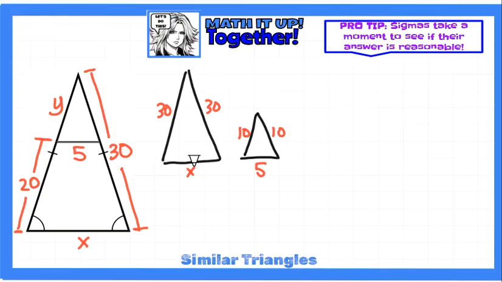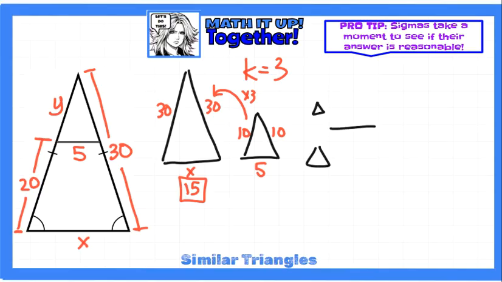So I think you can see very easily again, we have a scale factor that's easily recognizable. We're going from a 10 to a 30. That is times 3, and therefore this would be times 3 or 15. But we're going to set up a proportion just to practice doing that. So again, small over large triangle. And this is going to be one set of corresponding sides, and this will be our second set of corresponding sides.